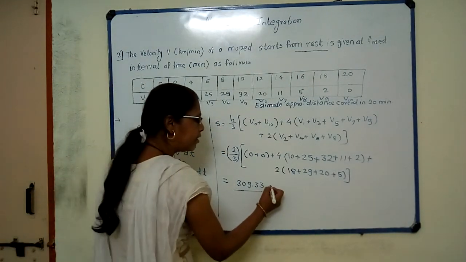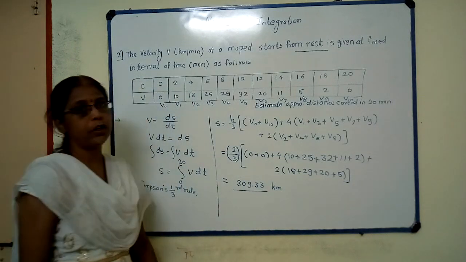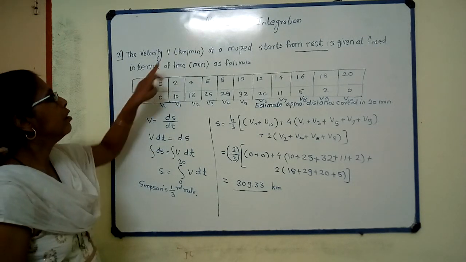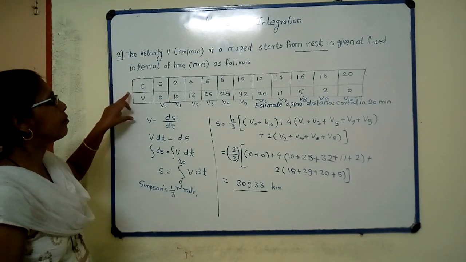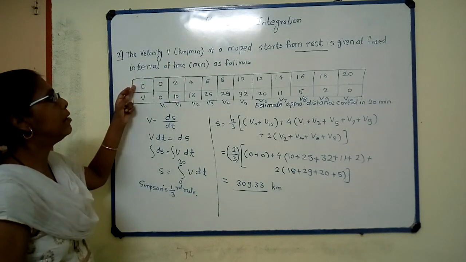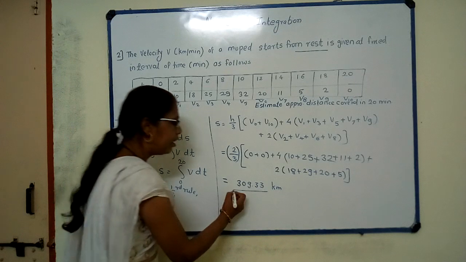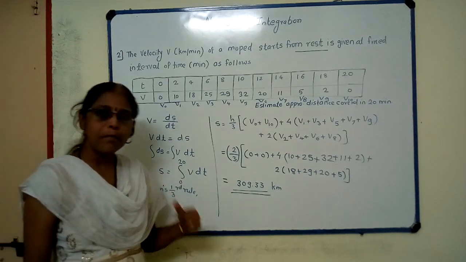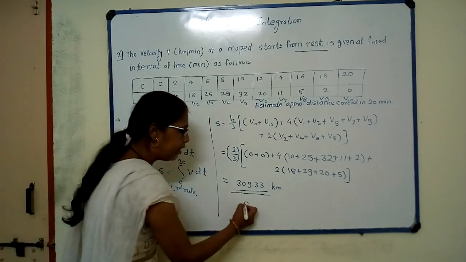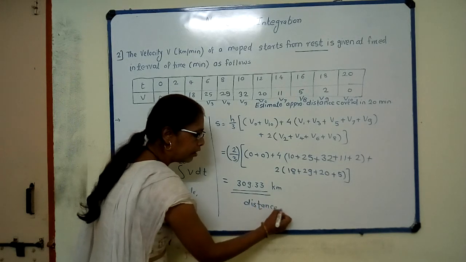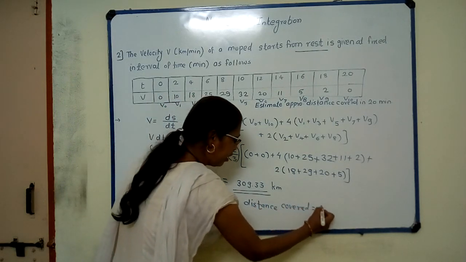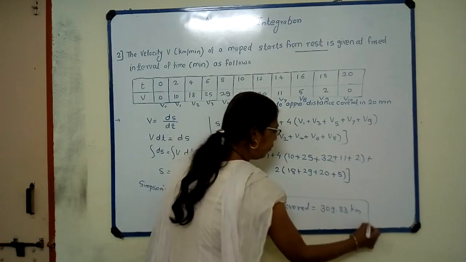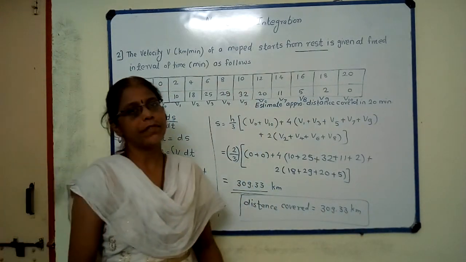S is nothing but distance, and distance is measured in kilometers. Here the velocity of the moped is given in kilometer per minute and time is given in minutes, so the distance is in kilometers. So the distance covered by the moped in 20 minutes is 309.33 kilometers. That is the required answer.